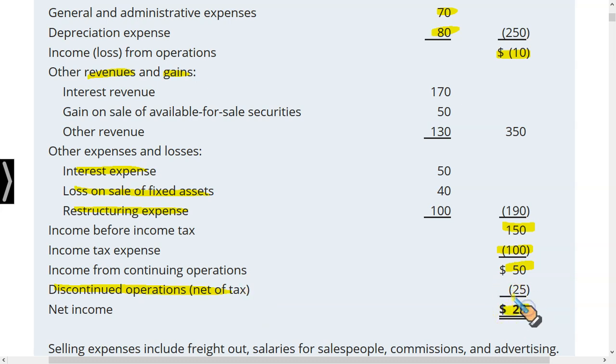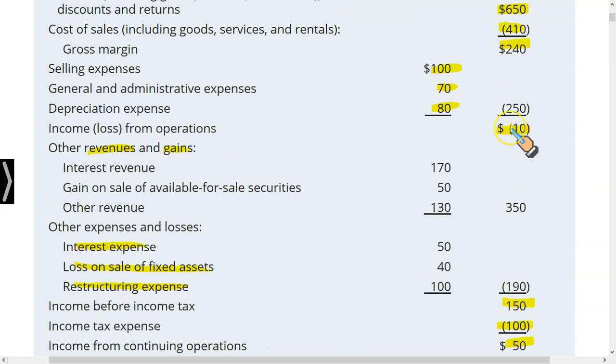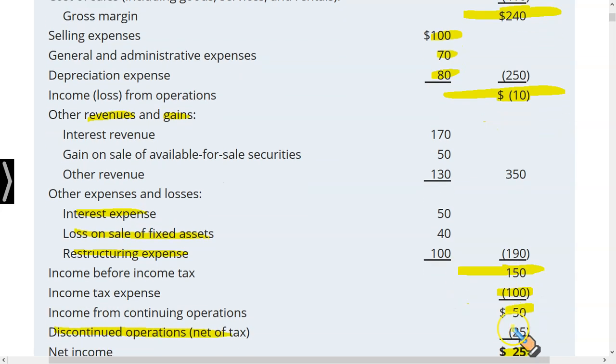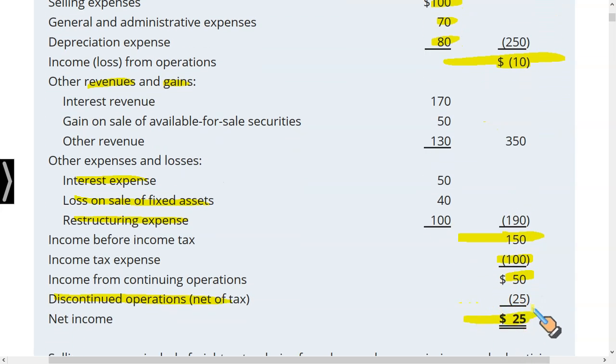So this is what you call the multi-step income statement, where you have different layers of profitability: gross profit, profit from operations, profit before tax, and finally the profit after tax. So this is called a multi-step income statement.